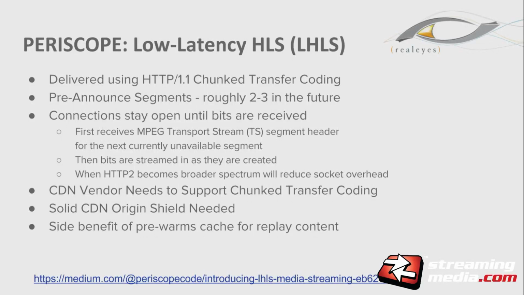So Periscope came up with something called LHLS. Currently, it's delivered over HTTP 1.1 using chunk transfer coding. Later on, their plan is actually to take this to HTTP 2, which is going to be pretty cool. We can talk briefly about that. But the concept that they did for HLS there is they pre-announced segments, actually 2 or 3 in the future. So there's the only ones actually able to be downloaded. 2 or 3 other ones are already there, predictive-based segments.